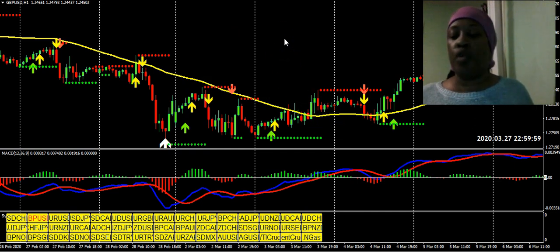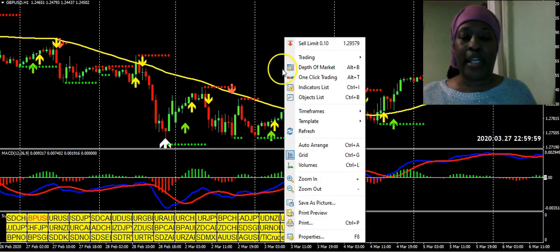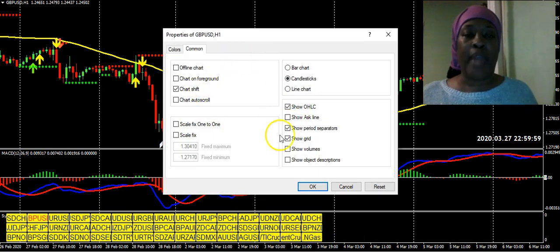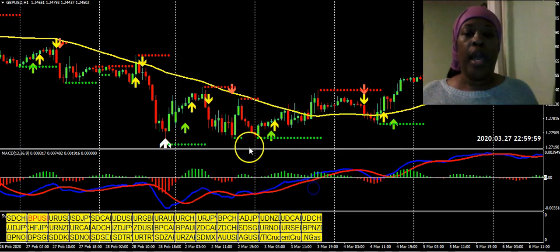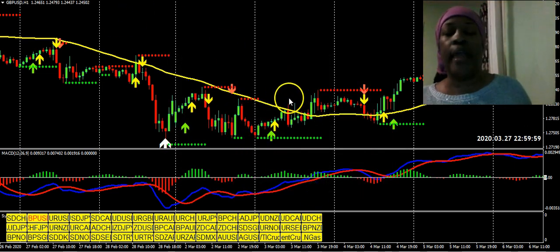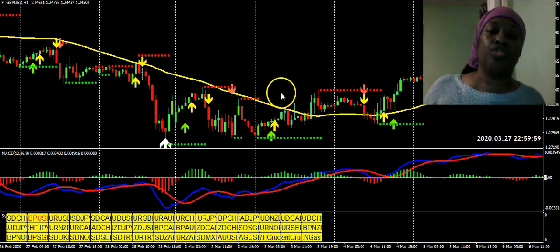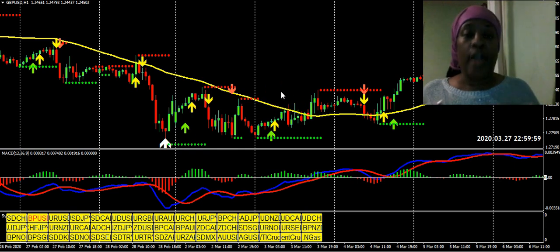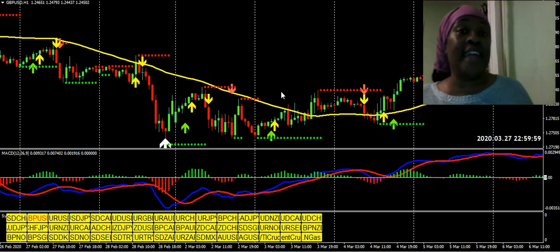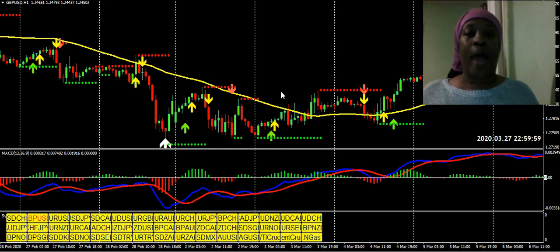And on MetaTrader 4, you can just simply right click and go to properties if you want to add that. Make sure common is clicked right here and then select show period separators. What that does is put the lines on there and it separates each trading day so that you can see the movement and the activity per day, which is very, very key information as well. Okay. So I added that.